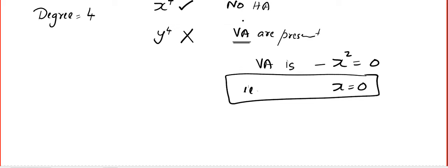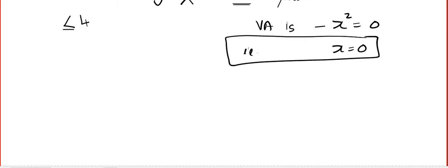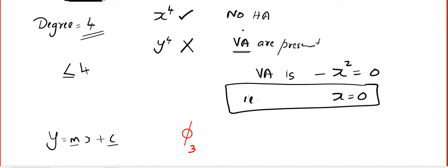So we got the vertical asymptote. Now look at this. The degree is 4. So we must have at most 4 asymptotes. So we may get more than this. We can expect up to 4. Okay, so we go for the oblique asymptotes. So let y equal to mx plus c be the required oblique asymptote. Our job is to find m and c using the relations phi 3 equal to 0 and the remaining equation. I'll write phi 3.